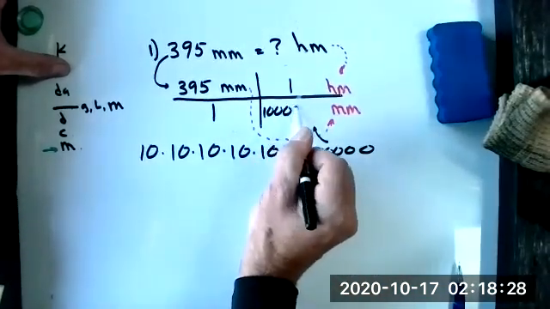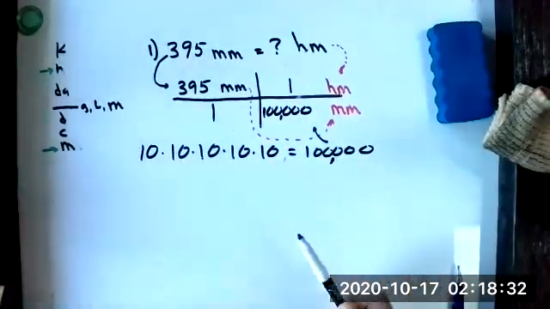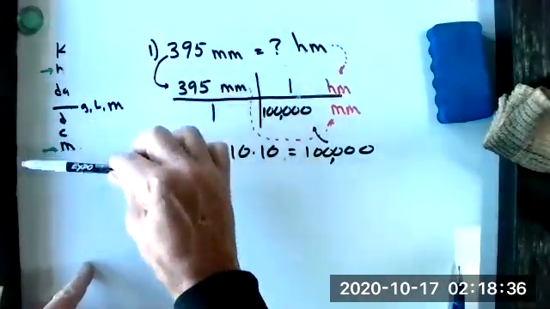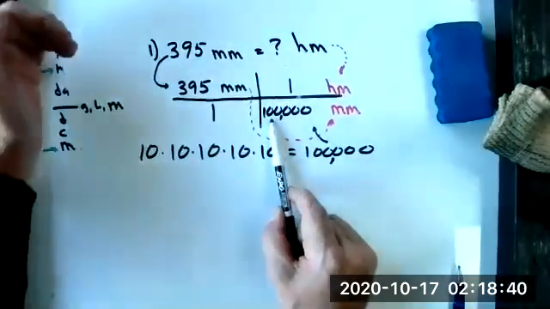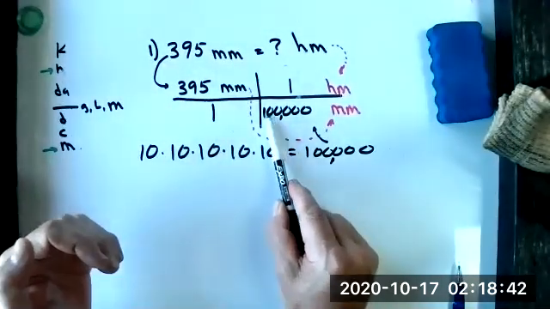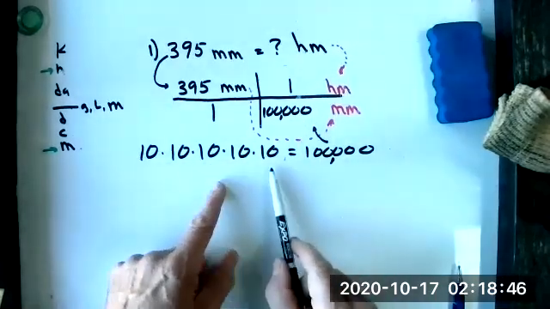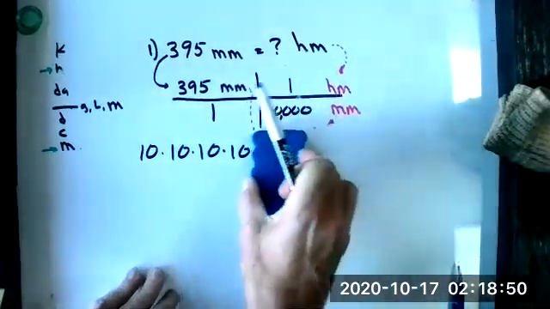There is a shortcut, and the shortcut's very easy. The number of spots you move equals the number of zeros that you put in here. You see how I move 5 spots? 1, 2, 3, 4, 5. Or you could do this. You're going to get the same value. I'm going to get rid of this.